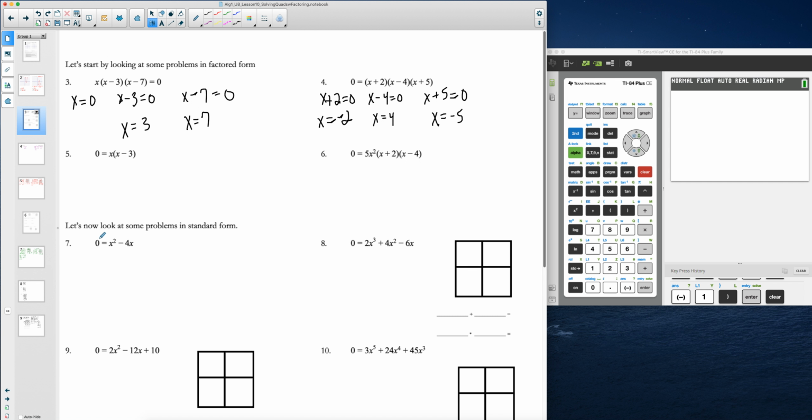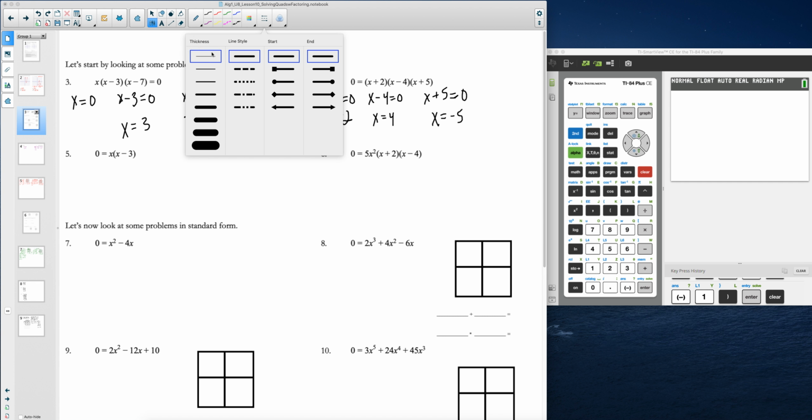All right. So now notice, we're not in factored form. So we have to do what we know how to do to make it look like one of the prior problems. Now, remember, this is standard form. So standard form is the key to let you know that you have to factor it up. And remember, whenever we're doing that, what we want to do is look for a GCF first.